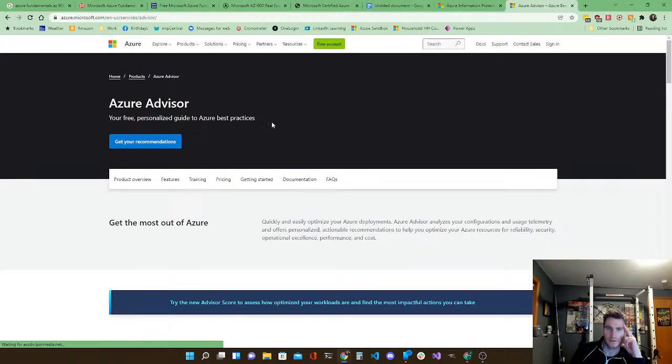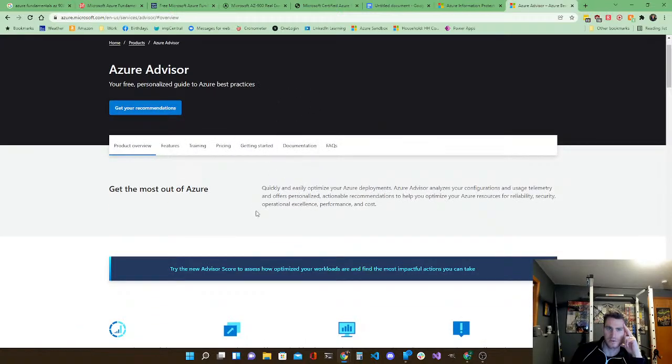Free personalized guide. Oh, yeah, I think this is what is on the portal that gives you little tips about how to set things up correctly, and talks about maybe if you've got some security breaches or obvious security faults in how things are set up, then it'll warn you about that. Quickly optimize your Azure deployments. Azure Advisor analyzes your configurations and uses telemetry to offer personalized, actionable recommendations to help you optimize your Azure security, operational excellence, performance, and cost.